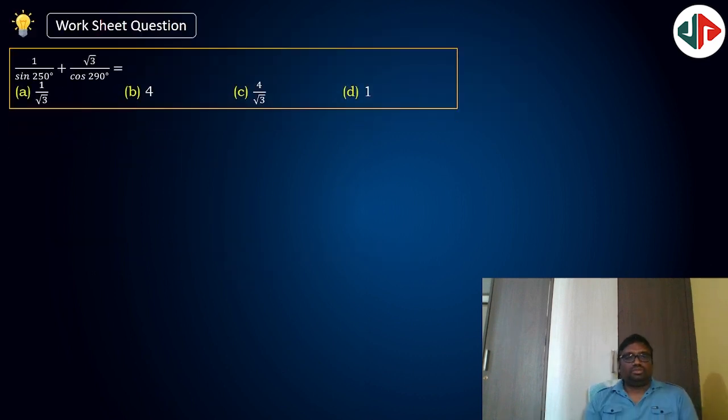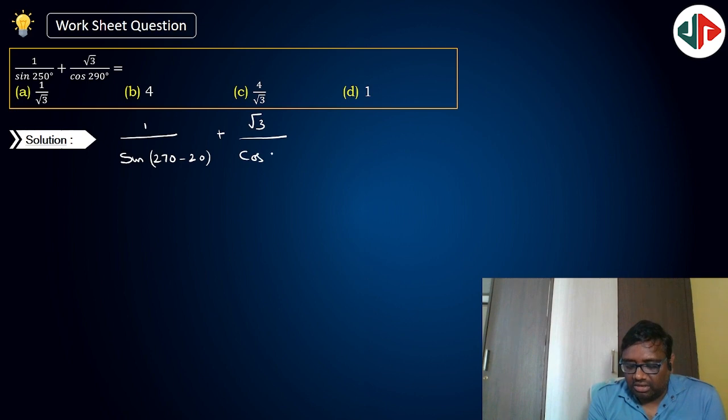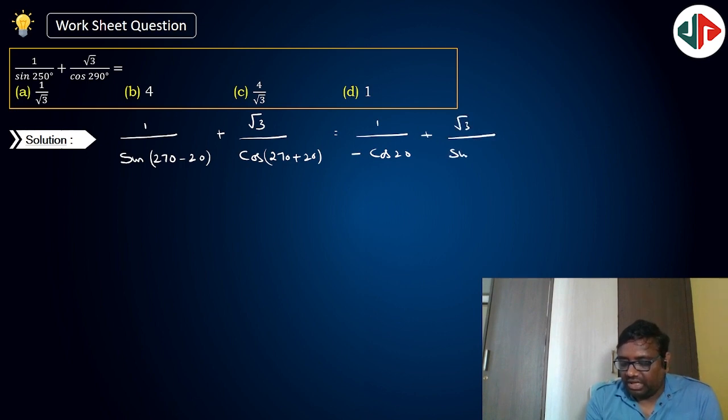Let us see worksheet questions basing upon this concept. 1 by sine 250 degrees plus root 3 by cos 290 degrees is equal to. Let us see, 1 by sine 250 value can be rewritten as sine of 270 minus 20 degrees. Similarly, root 3 by cos 290 value we can rewrite as cos of 270 plus 20. In third quadrant, sine is negative, so minus, so it becomes cos 20. And in fourth quadrant, cos is positive, it becomes sine 20.